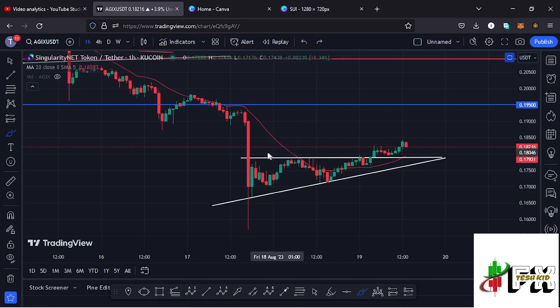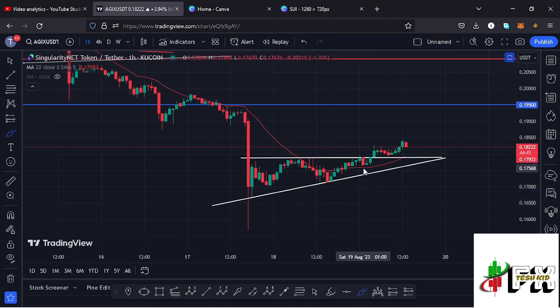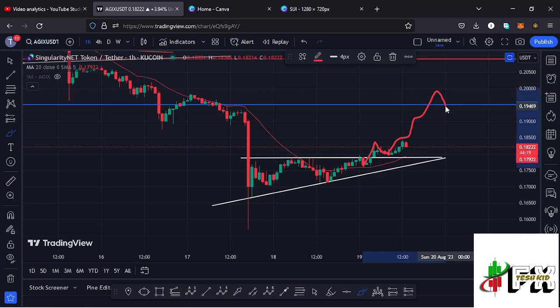where you can see that we have this horizontal area of resistance and this trend line that we formed on the charts. And today we have now seen the breakout out of the chart pattern to the upper side, giving us a successful retest, and there are high chances that in the next coming hours Agix might continue gearing up and get to the next key area of resistance at around the $0.195 mark, and a break above that key area of resistance with a successful retest. Then we can easily see Agix get above the $0.2 mark.